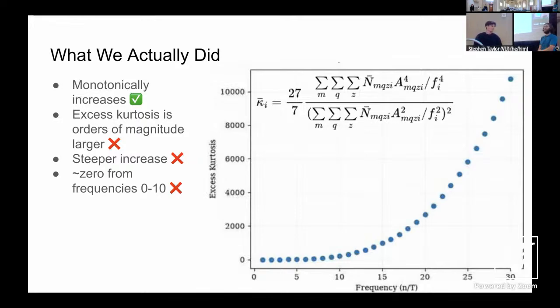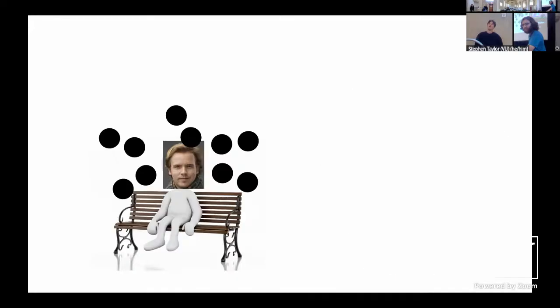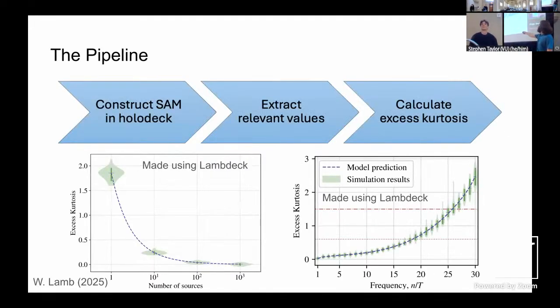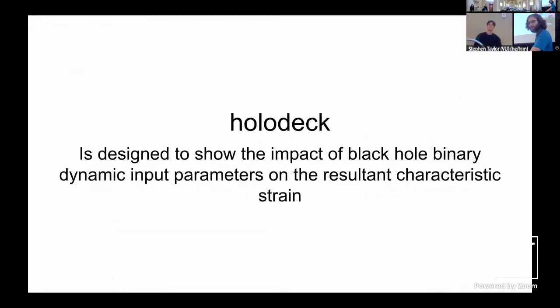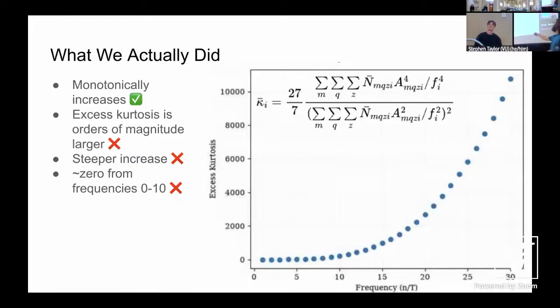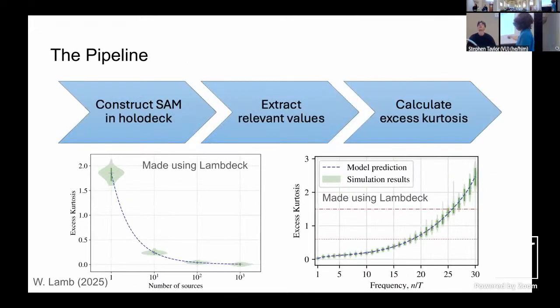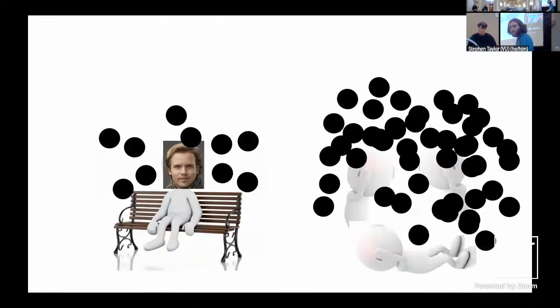There are some differences though. If you look at the magnitude on this graph, his excess kurtosis is 3 at the highest frequencies. Ours is, for these parameters, 10,000. We also have some shape differences. We have a steeper increase here, and at our low frequencies you can't see the excess kurtosis compared to at high frequencies. On his, you could see it even at the scale of the high frequencies. You could see that there's still some excess kurtosis at low frequencies.